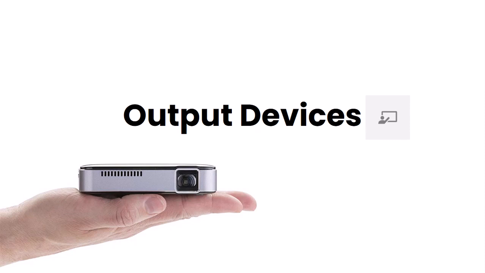In this lesson, we are looking at output devices. We will look at what output devices are, their examples, and then the advantages and disadvantages of using output devices. So let's jump right into the lesson.